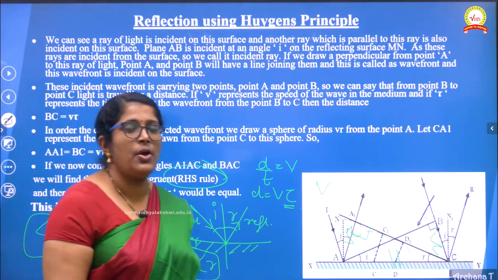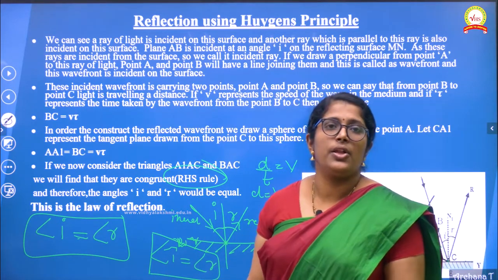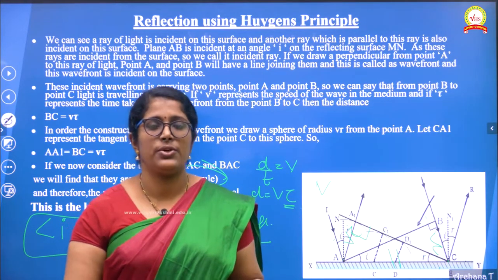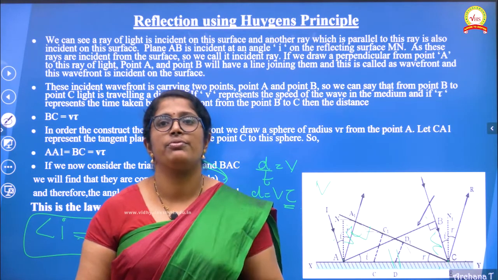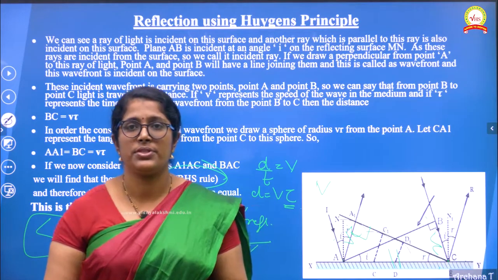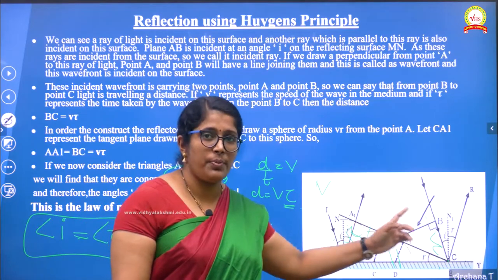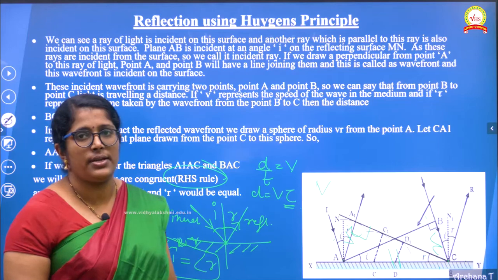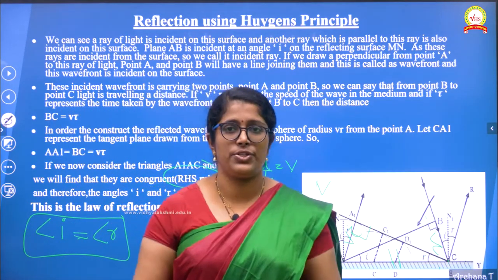What does it mean, angle I equal to angle R? We already saw that it is nothing but the law of reflection, isn't it? Angle of incidence equal to angle of reflection is nothing but one of the laws of reflection. Is it clear? So what have we proved? It's very easy, provided you draw this diagram properly and are able to explain it. The steps are very few. So what you got is angle of incidence equal to angle of reflection.